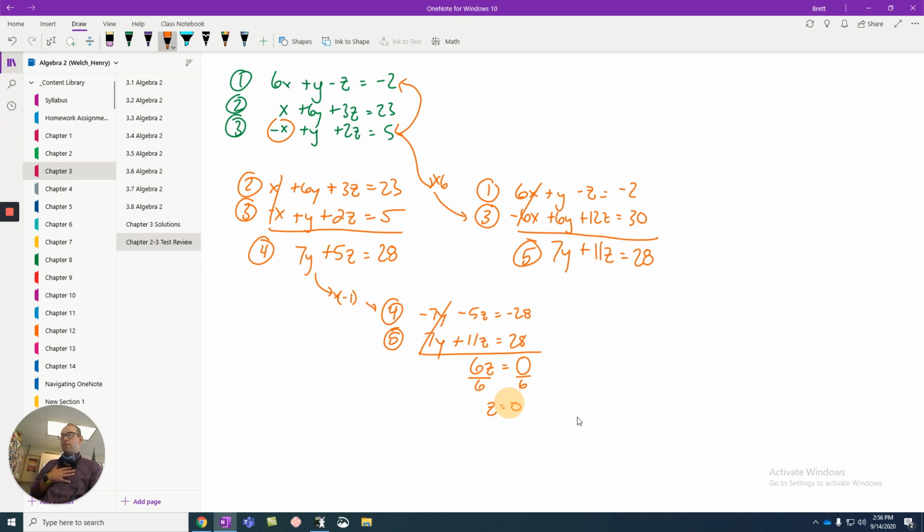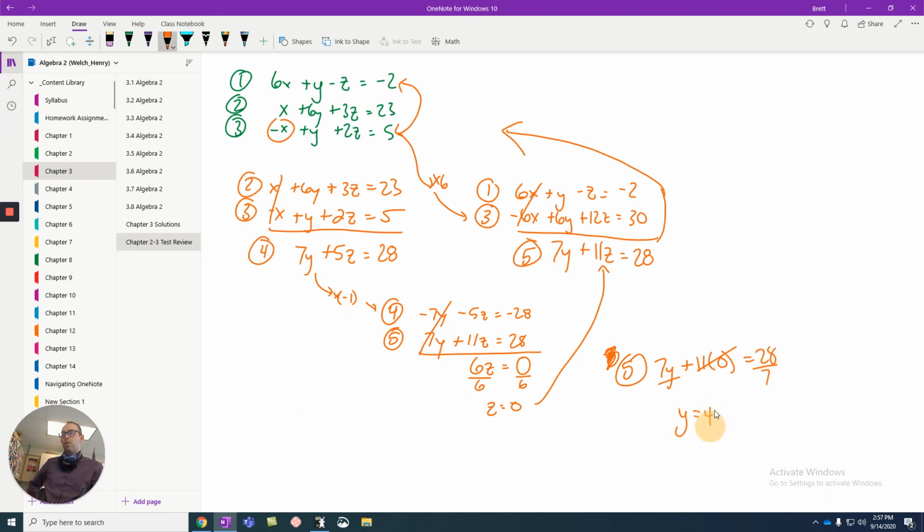The good news is I don't have to do this all over again. I just need to plug this into one of these problems here, 4 or 5. Either one would work. And then take the two answers and plug that information into one of the originals. So let's just take number 5 here. Equation number 5 would be 7y plus 11 times 0 equals 28. 11 times 0 is 0. That stuff's gone. All I have left to do is divide by 7 and get y equals 4. So I've got y is 4, I've got z is 0.